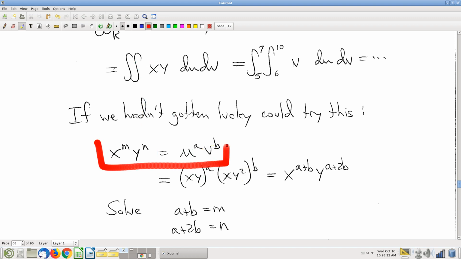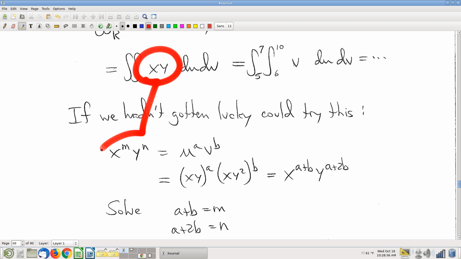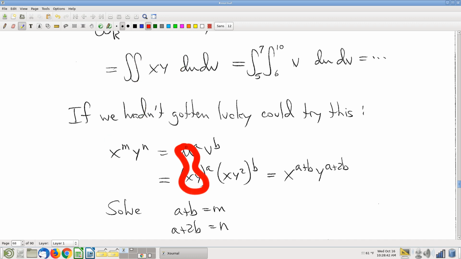How can I write products of powers of x's and y's here? How can I rewrite that in terms of u's and v's? This is suggested by the forms. It's just a suggestion. Every question is going to be different. You won't always have some product of powers of x's and y's. It might be totally different. The functions that you're trying to rewrite in terms of might not be this. They might be something totally different.